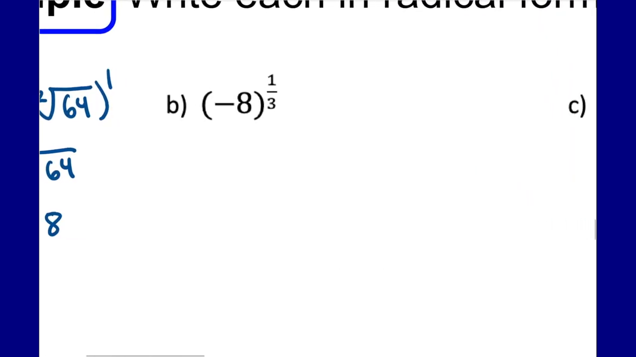In the next example, -8 to the power of 1/3. So the 3 goes in front of the root. So this is telling me it's the third root, or the cubed root, of -8. I could put to the power of 1. That doesn't really change anything. So I now have it in radical form.